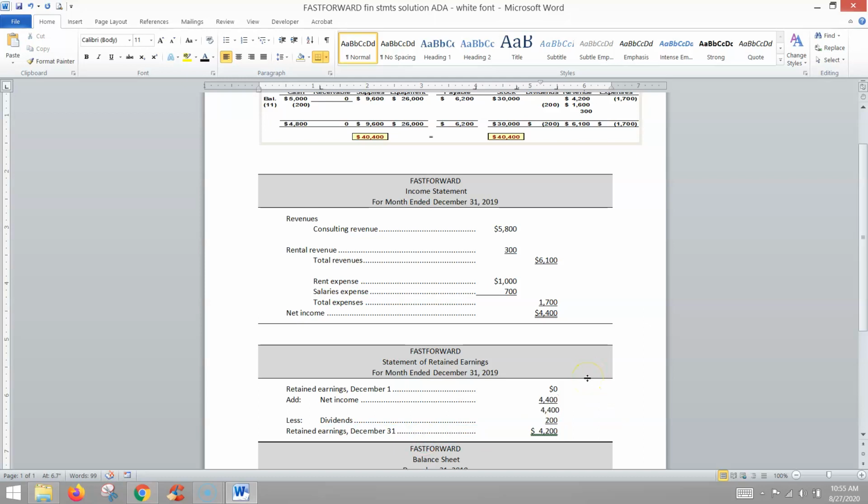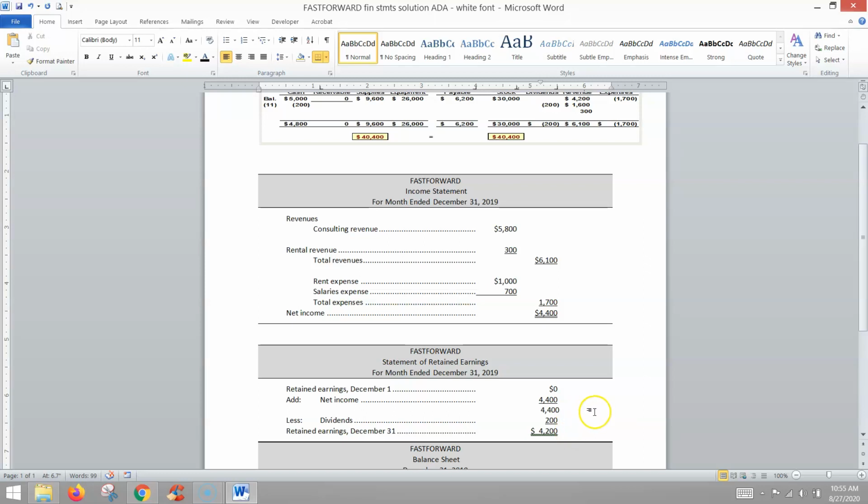So the retained earnings statement, again, is for a period of time. This one's for the month ended. It begins with first beginning retained earnings. We add net income. We subtract dividends. We end up with our ending retained earnings.